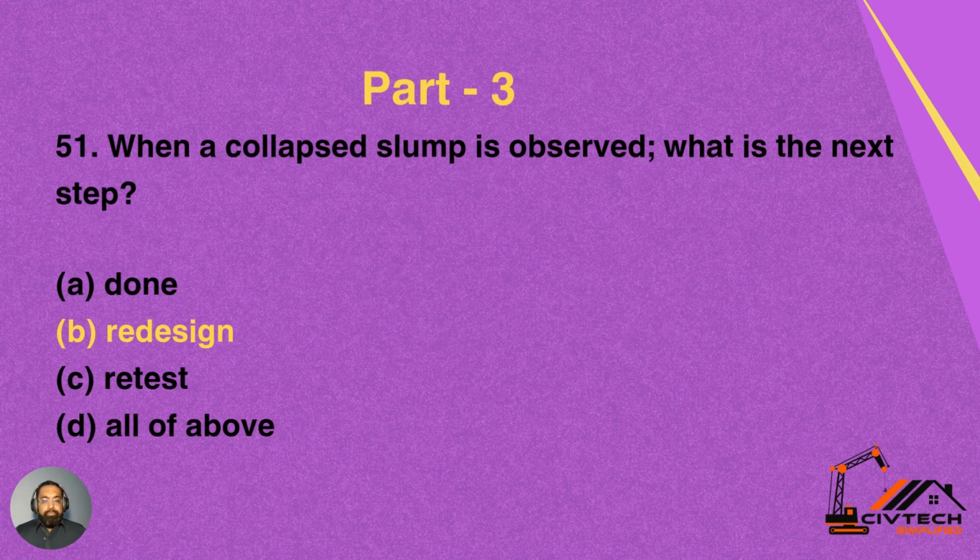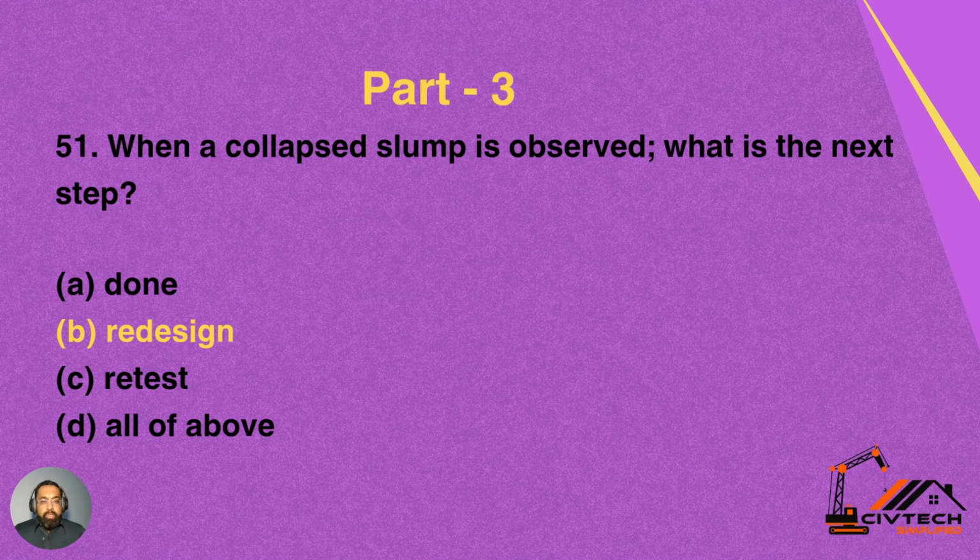Let's get started. Part 3, question number 51 for today is: when a collapsed slump is observed, what is the next step? We already discussed concrete technology multiple questions in part 1 and part 2 as well. You can refer to those parts for more details as well.